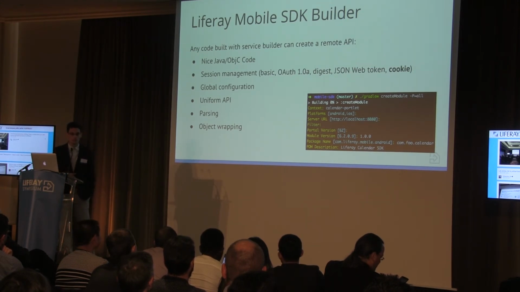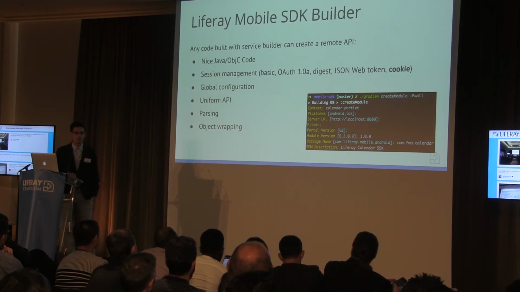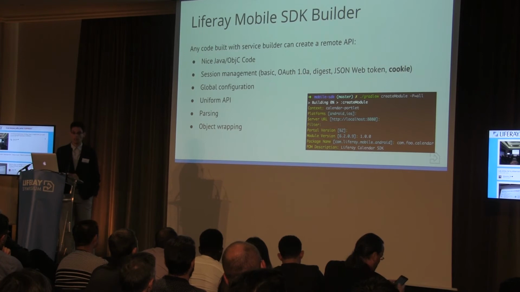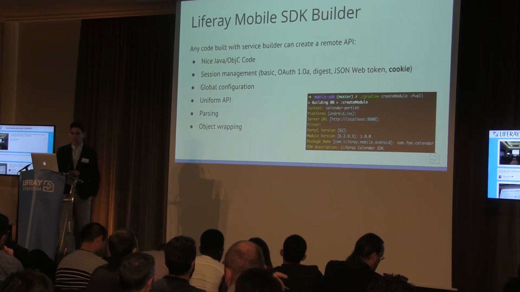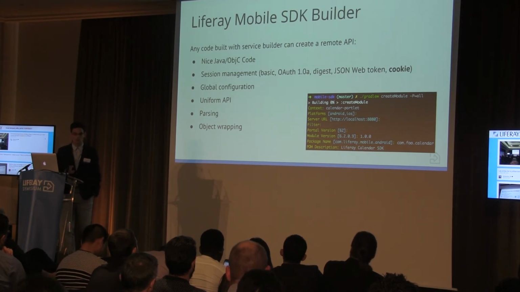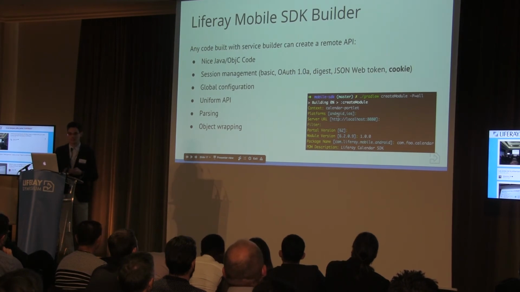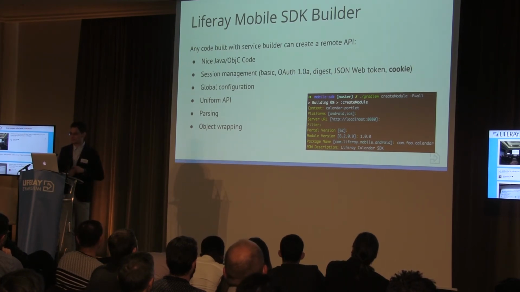Any code that you have built with the service builder can have a remote API that you can call through JavaScript, through Java, or through Objective-C, or in the case with the mobile SDK 2, through Swift code. So if you have written code based on the Liferay service builder, you can expose a remote API just with a console call. It's not a very nice API because it's just through console, but if you are programmers, I'm pretty sure that you can write just a Gradle command.